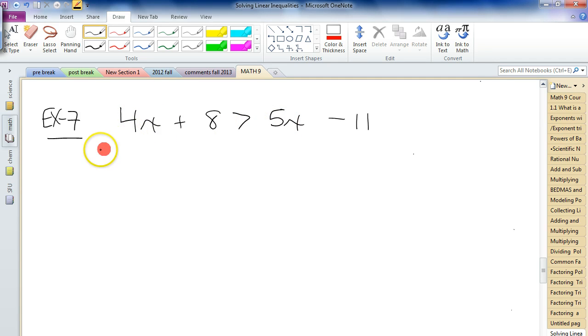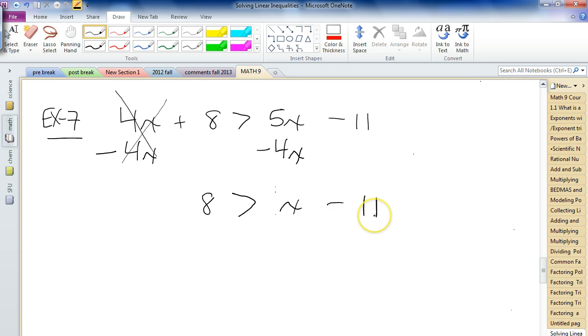How do you get rid of it? Well, you subtract the entire thing. Subtract the 4 and the x. Subtract 4x, subtract 4x. That's gone. You're left with just 8, which is greater than 5 minus 4x, which is just x. If you feel better by putting the imaginary 1 there, go ahead. Minus 11. And now the x is on this side. Who cares? It's still being bugged by this 11 that is subtracting it. Do the opposite of subtracting. Add 11. Add 11. This becomes 19. The 11's go bye-bye. And you're left with 19 is greater than x, or x is less than 19.